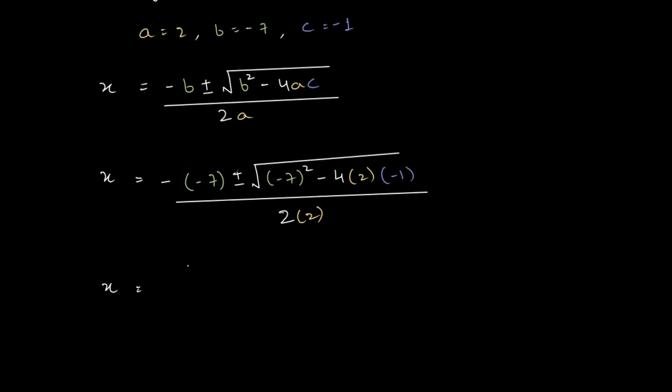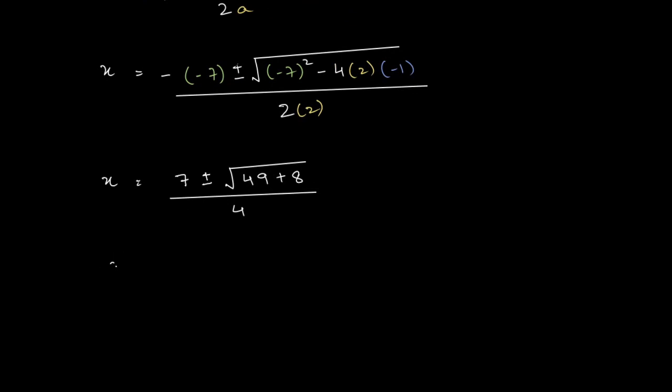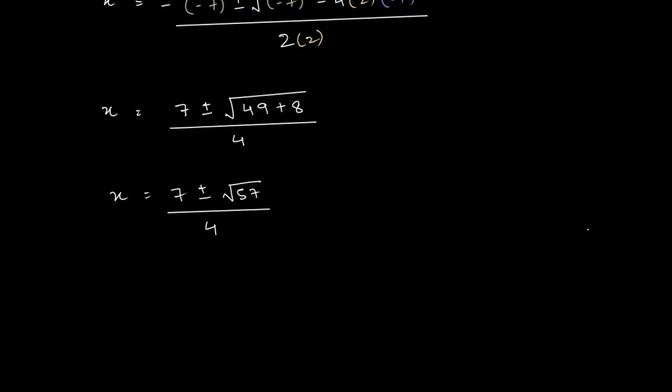Let's solve it. So we have minus of minus 7, which is plus 7, plus or minus square root of b square minus 4ac. Minus 7 square is 49. 4 into 2 is 8, and 8 into minus 1 is minus 8, so minus of that is plus 8, right? So we've got this value here divided by 2 times 2, which is 4, right? So we see now x is equal to 7 plus or minus square root of 57 divided by 4. Okay, so square root of 57.